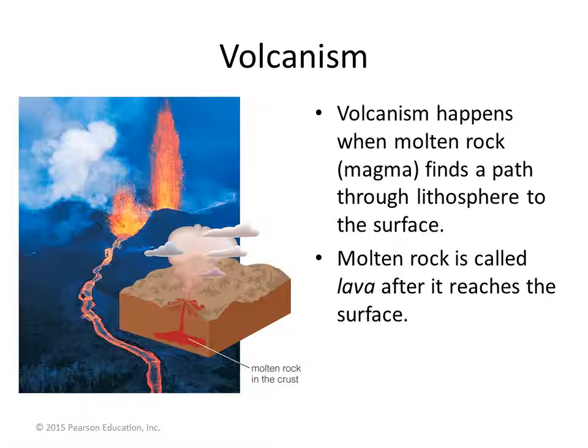Volcanism, another process, happens when molten rock, or what we call magma, finds a path through the lithosphere and comes up and punches through the surface. Once it reaches the surface, we call that magma lava. So there's a difference in the name, although it's the same substance.